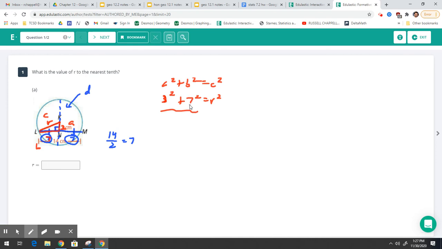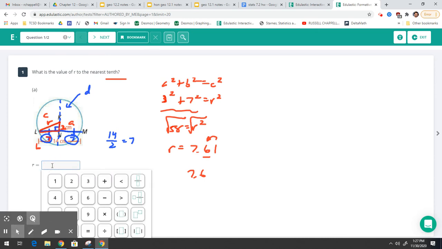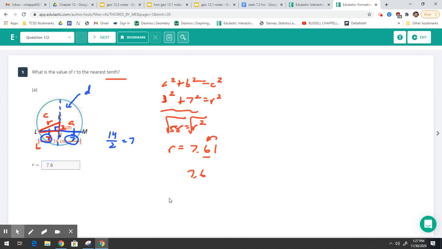Go ahead and type 3 squared plus 7 squared in your calculator. I'm going to do it on my dinky calculator. 3 squared plus 7 squared is 58. That's equal to r squared. And then you have to take the square root to get r by itself. Remember, it would be plus or minus if this was an algebra class, but because it's geometry, we only want the positive. The square root of 58, to the nearest tenth, I got 7.61. The 1 does not change the 6. So your r value is 7.6. So we get another Pythagorean theorem problem.